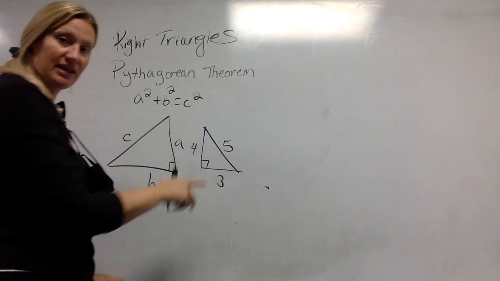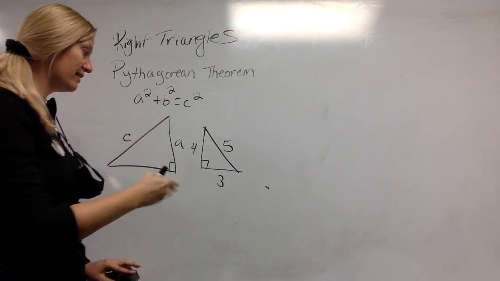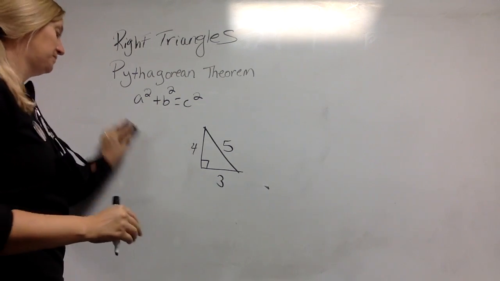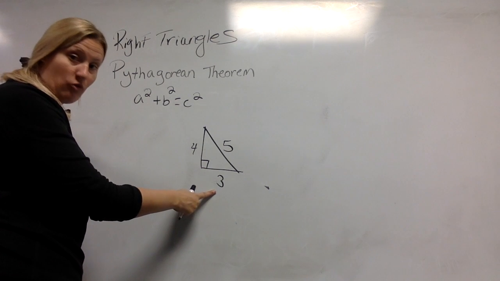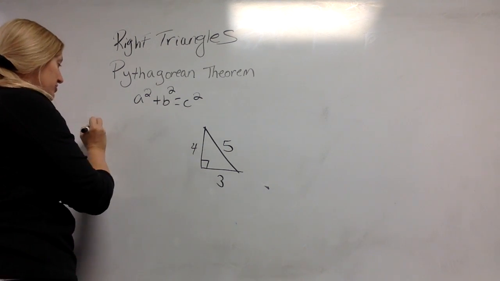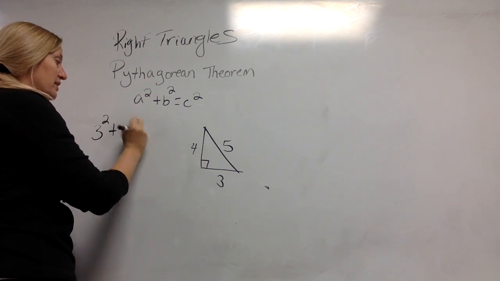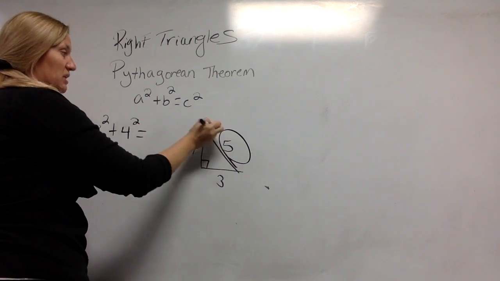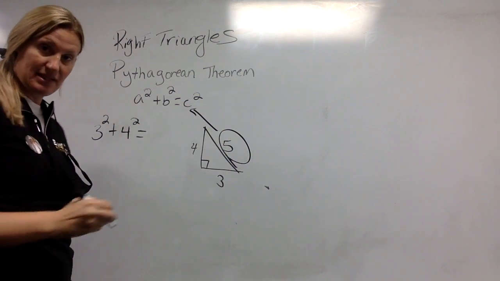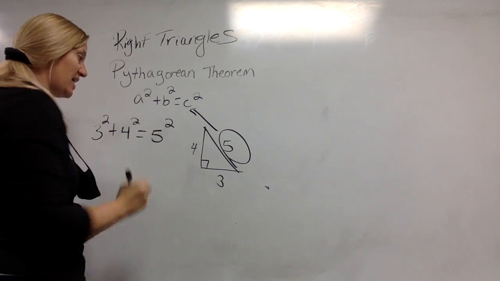and I plug A, B, and C into that formula. A can be either 3 or 4. It doesn't matter. I'm going to choose 3. Then B in this case would be 4. The thing that matters is that you always plug in the longest side or the biggest number for C. So that becomes 5 squared.